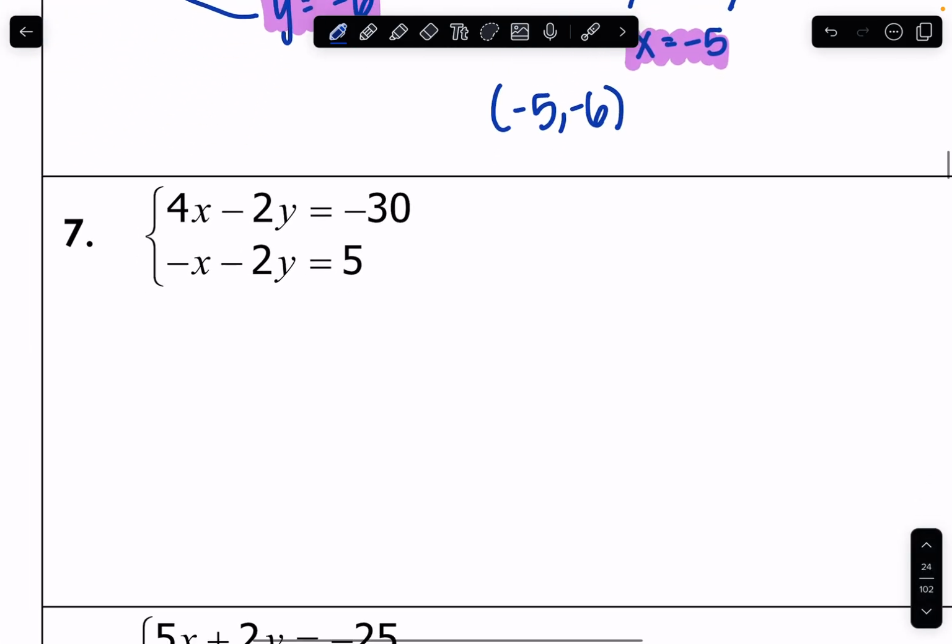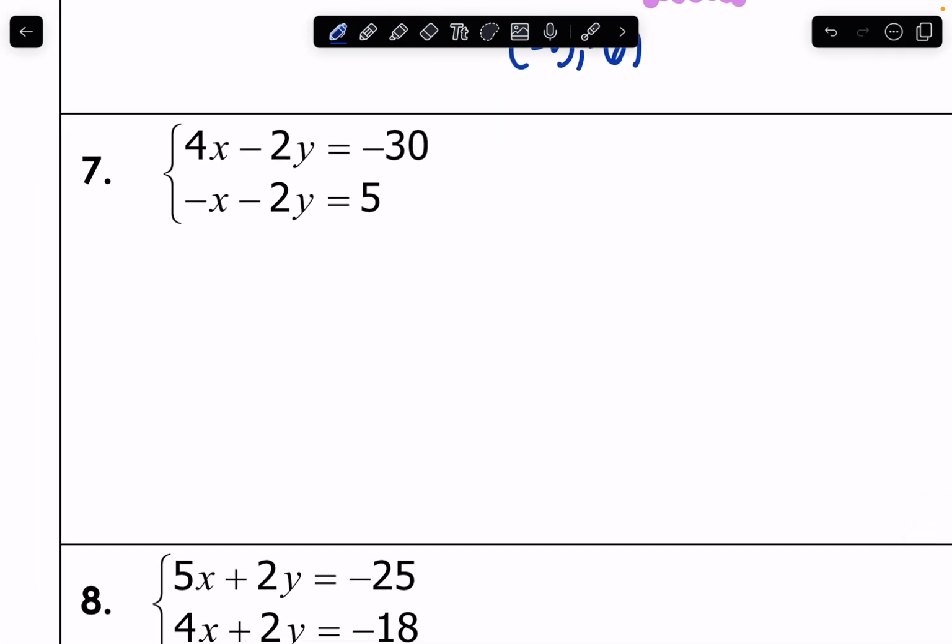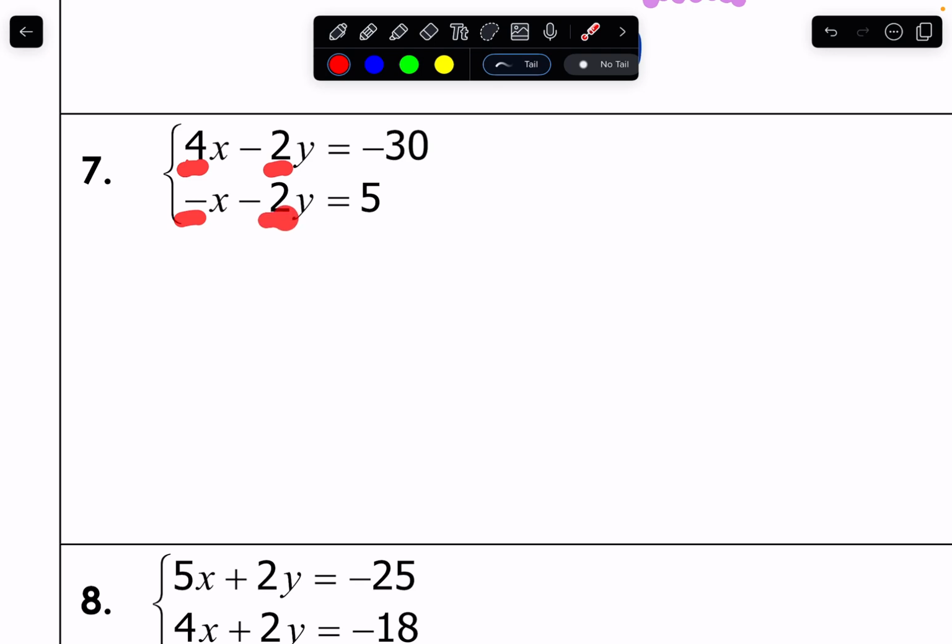All right, let's try that again. So number 7, we are going through and we're looking at my coefficients. Remember, my coefficients are the numbers in front of my variables. So I'm looking for the ones that are the perfect match. So I have a -2 and I have a -2. So that means my y's will cancel.